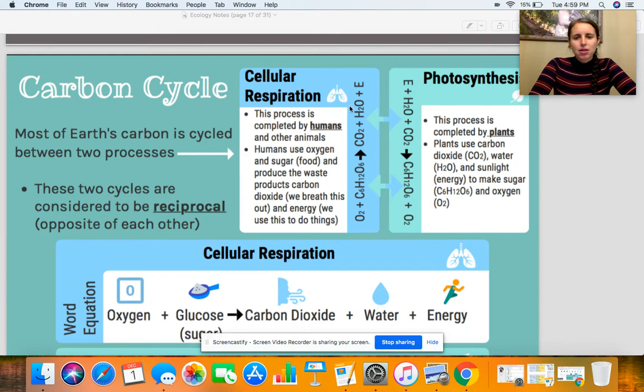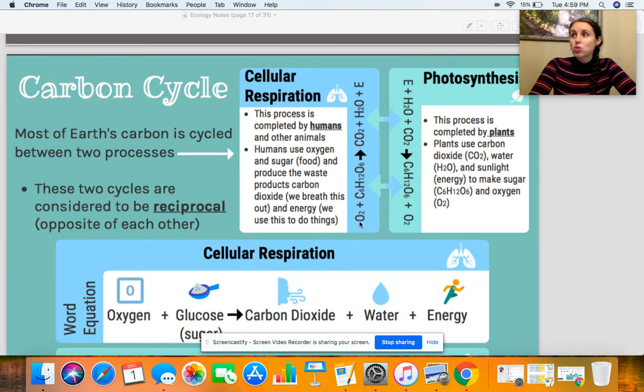So I put little lungs here. I want you to think about your lungs when you're thinking about this process because it's actually the process of breathing. So humans are going to use oxygen and sugar to produce the waste products, carbon dioxide, and energy. So if you look here, we can actually see the equation for cellular respiration. So we have oxygen here. This here is called glucose, it's sugar. So my 2 reactants, my 2 ingredients in this are oxygen and sugar. So this is food and oxygen.